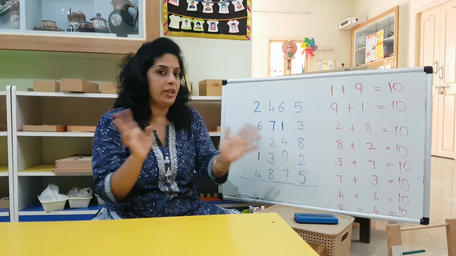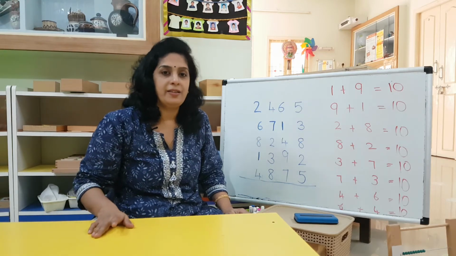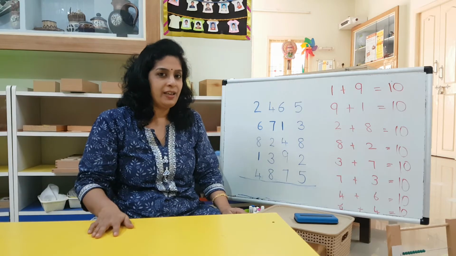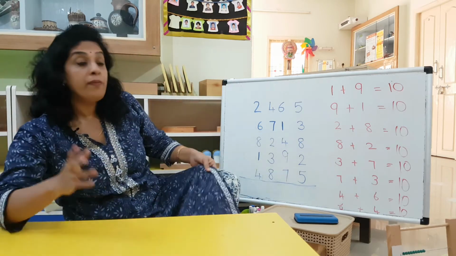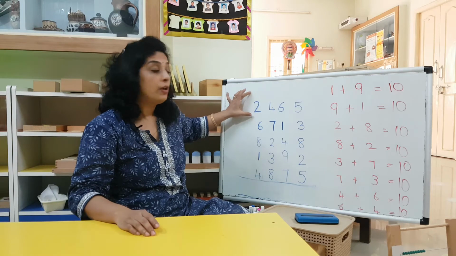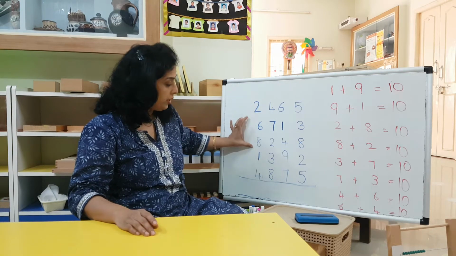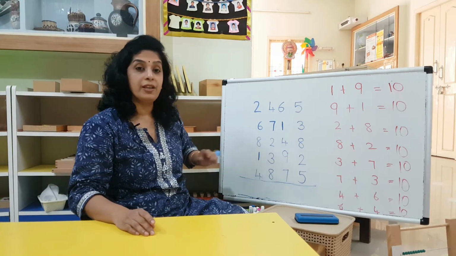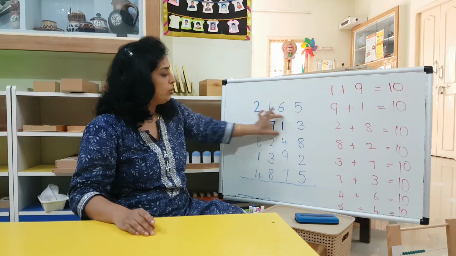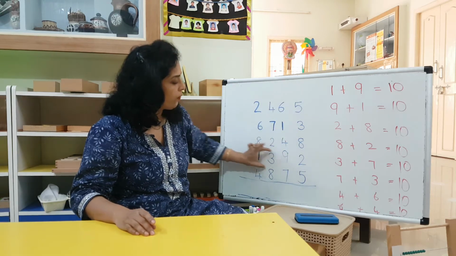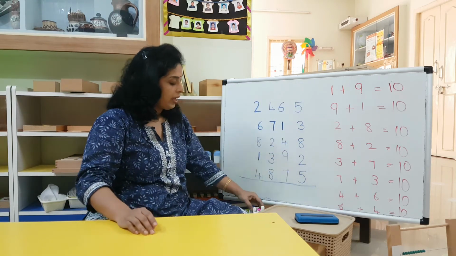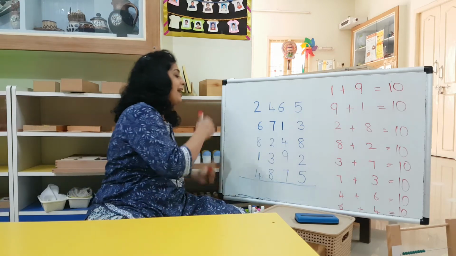Now, our addition is going to be about this combination only. Combinations of 10. That will make it easier for you. Shall we get started? Okay, now I am giving you big quantities. Not 2, not 3, not 4, but 5 quantities. 1, 2, 3, 4, 5. And you are going to add them.